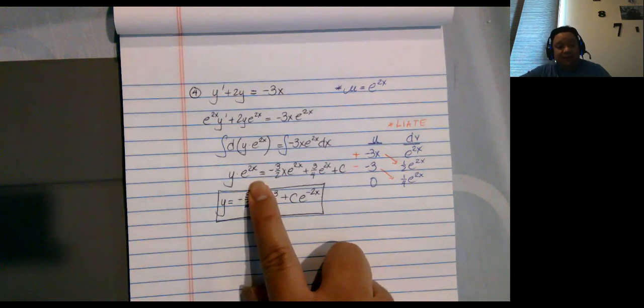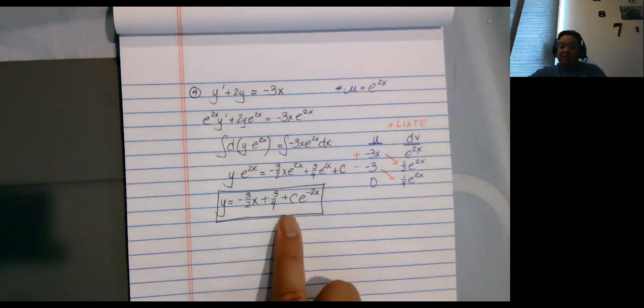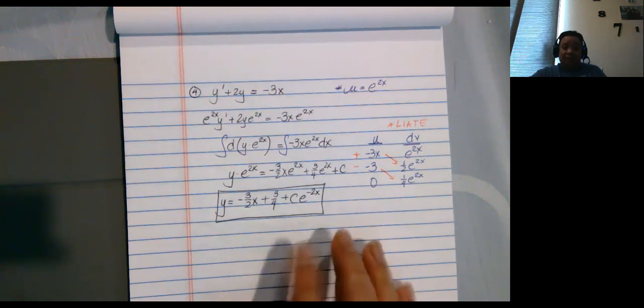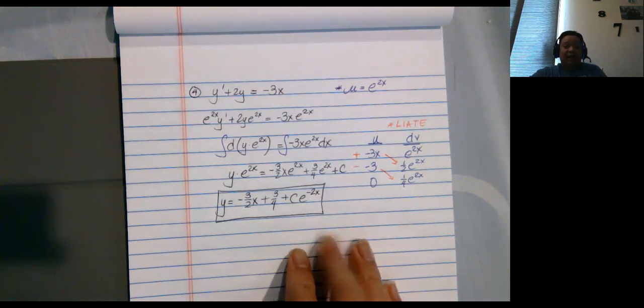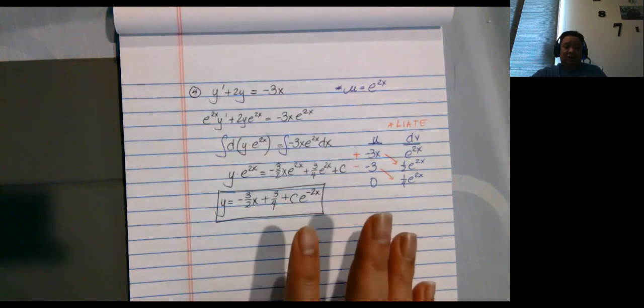Then dividing everything by e to the 2x gives you this final answer. Okay. And so this should be the end of 2.3. Any questions on this?